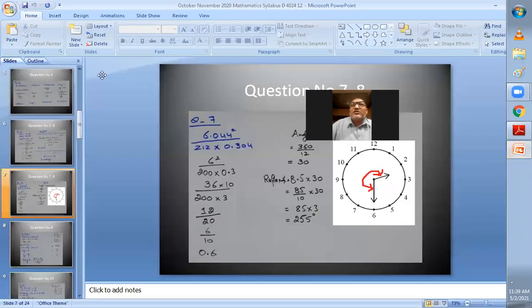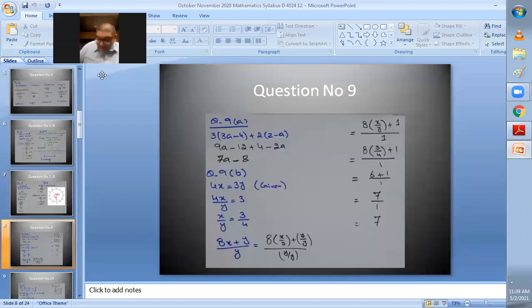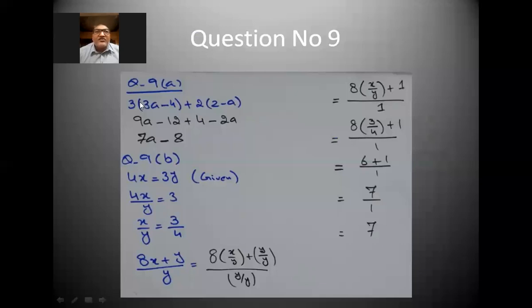So let me go to the next slide here. Okay. So question number 9, A part. You see, 3 will multiply this bracket, so 9A minus 12. This 2 will multiply both members inside the bracket, so it will be 4 minus 2A. So 9A minus 2A will be 7A, and minus 12 plus 4 will be minus 8. So a very simple question, question number 9, A part.